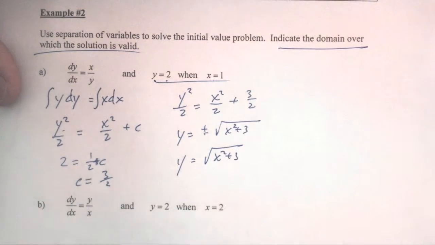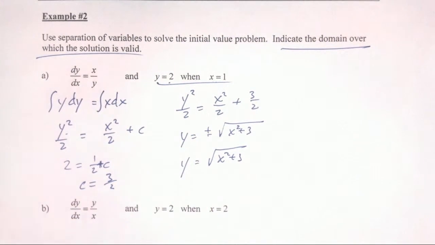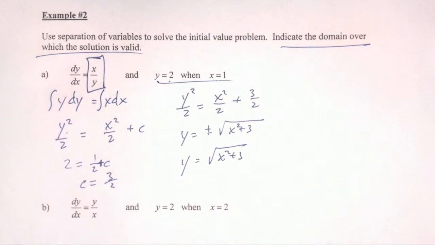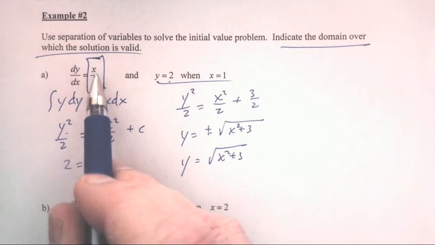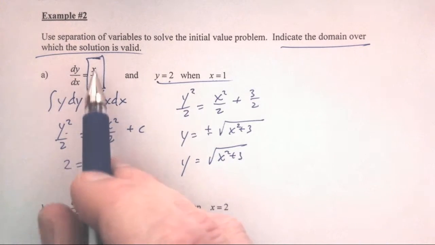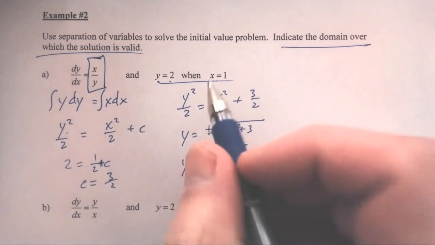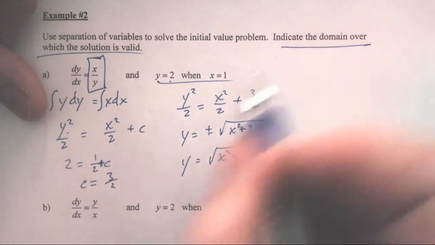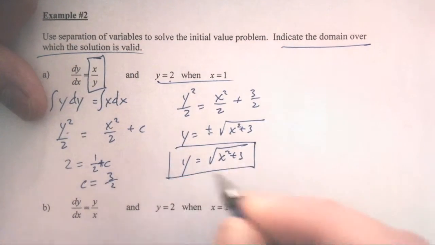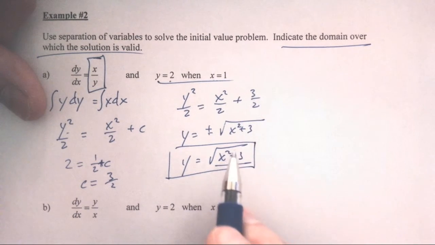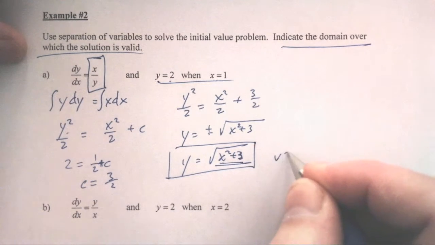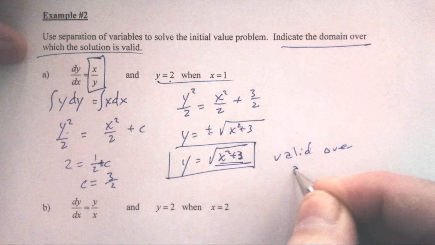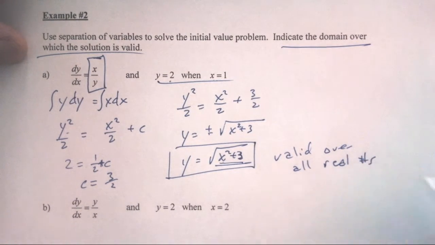Now, to indicate the domain over which the solution is valid, we need to consider the x values here. Is this a continuous function? Can I put any value I want in for x? Yes, I got problems with y, but I can put in any value I want for x. Therefore, this is continuous. Then the next thing we check is this. Can I put anything I want in here for x? Well, there's square root, which causes a problem sometimes, but not in this case. So this is valid over all real numbers.